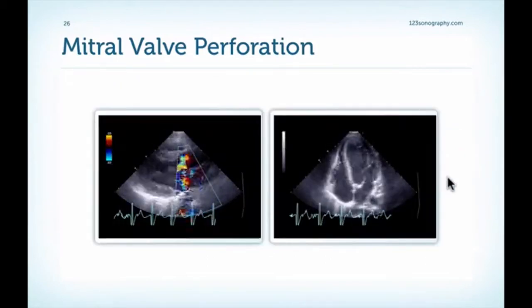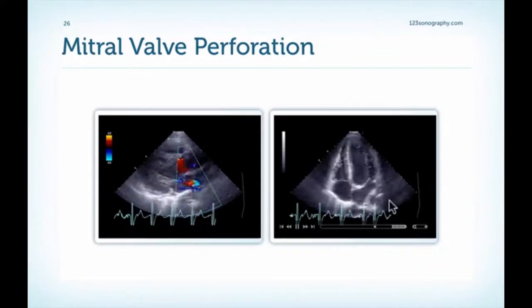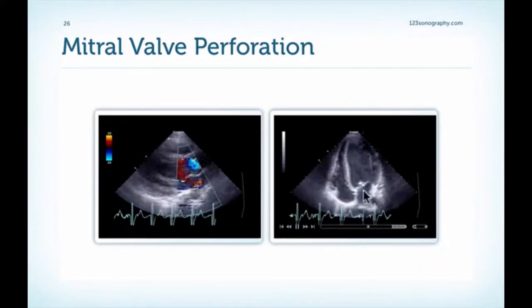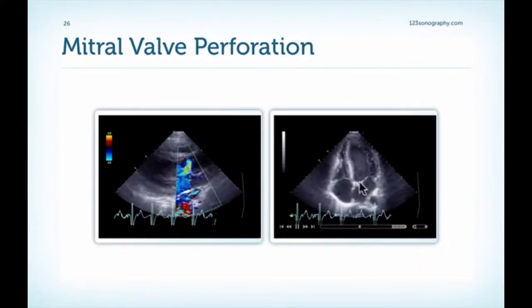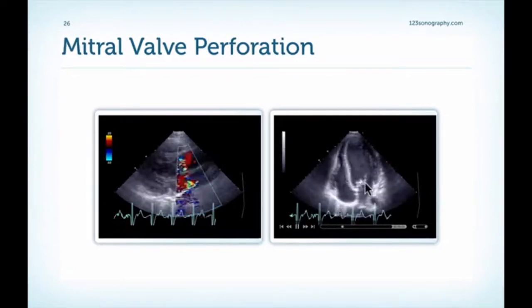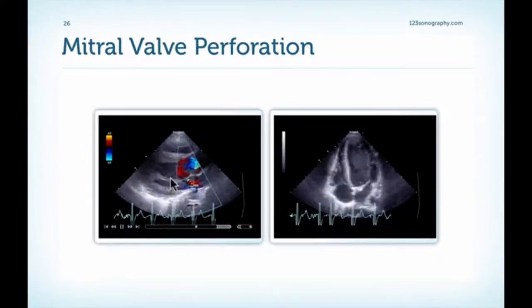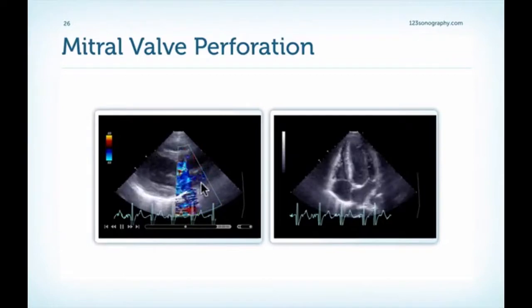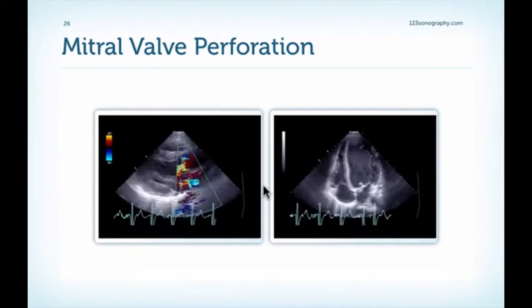Here's a very nice example. First, take a look at the four-chamber view. In the four-chamber view, we see a destroyed and almost aneurysmal basal portion of the anterior leaflet. And if we take a look at the color, we see that a jet passes right through the anterior leaflet, which is indicative in this case of leaflet perforation.